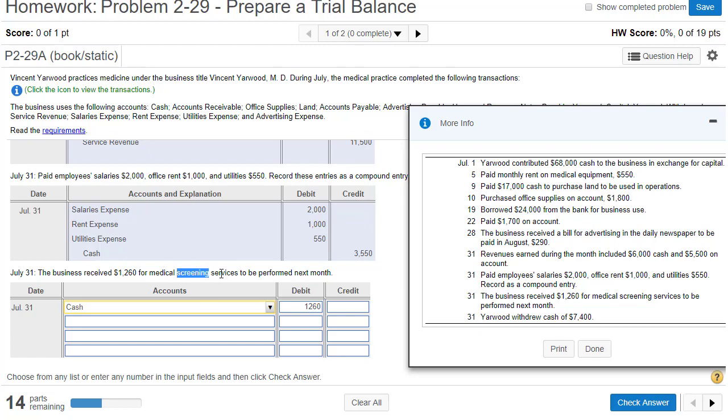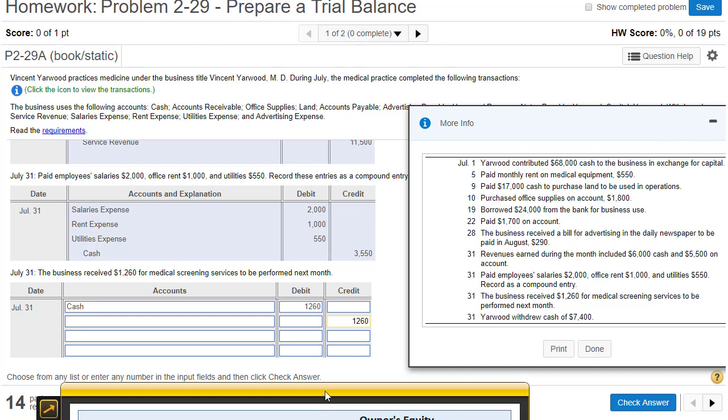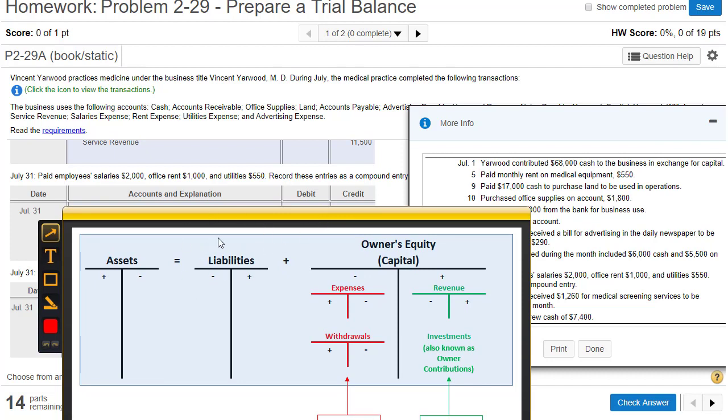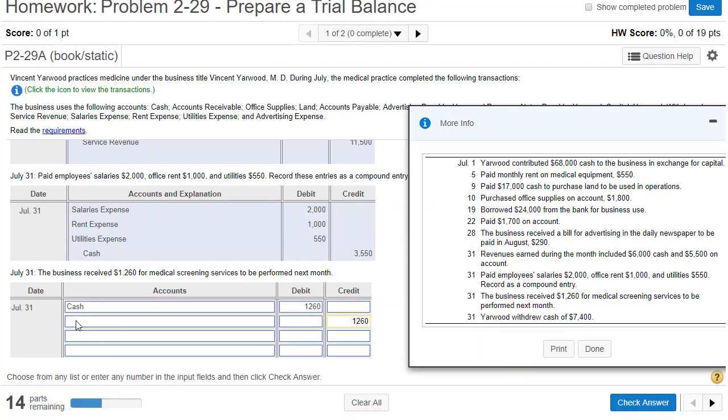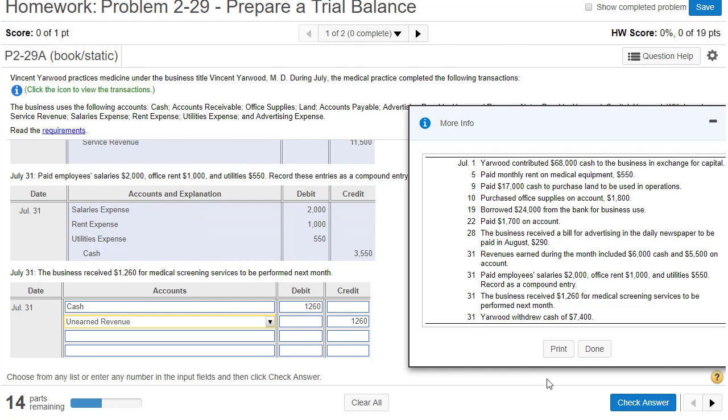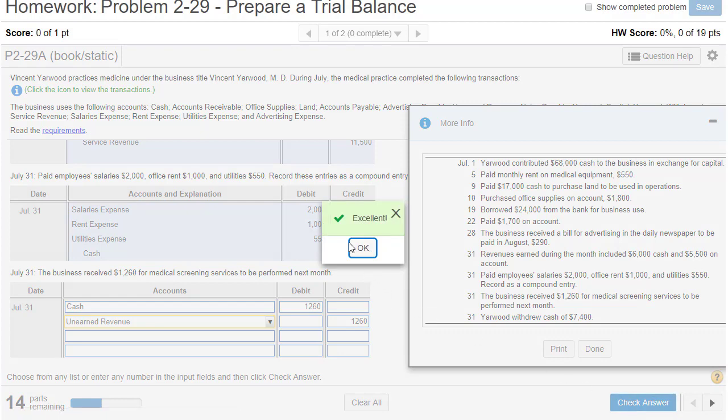Now, because it says we're not going to perform these services until next month, that means we have not earned this $1,260. So that is going to be an unearned revenue. And if you remember unearned revenue, because we owe the customer this service now, unearned revenue is a liability. So do we have more liability or less liability? Well, right now we have more. So that's why we're going to credit unearned revenue. Because they paid us ahead of time and we've not performed the service. So therefore we owe them a service, and that is a liability, unearned revenue.